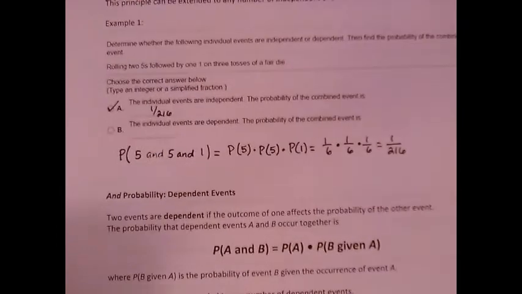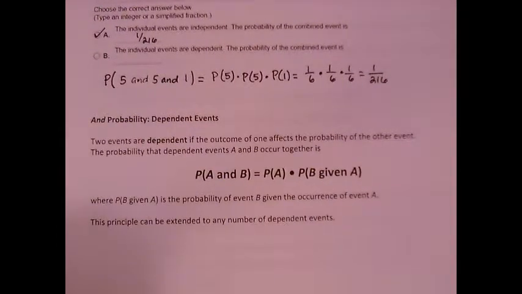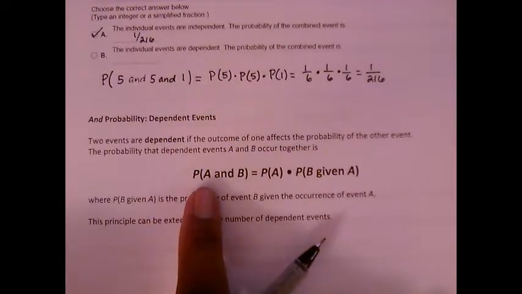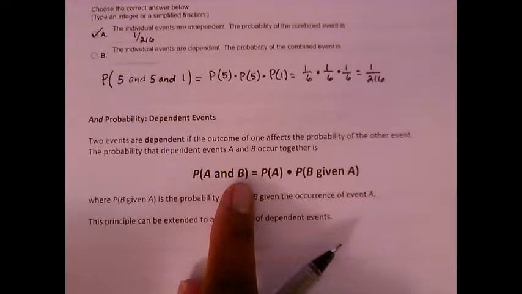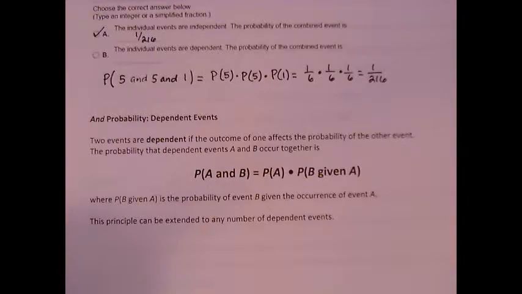Now, we also have an and probability when we're dealing with dependent events. Two events are dependent if the outcome of one affects the probability of the other event. The probability that dependent events A and B occur together will be this. The probability of A and B is going to be equal to the probability of A multiplied by the probability of B, given that event A has already happened.